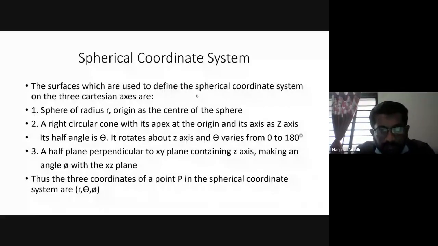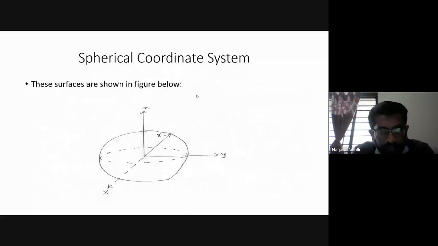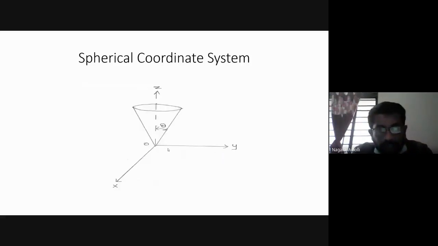The surfaces which are used to define the spherical coordinate system on the 3 Cartesian axes are, let me explain that with the figure. One surface is the sphere, the circular surface with constant radius r. That is one of the coordinates to define the sphere. Then another one is the right circular cone. This is a cone.